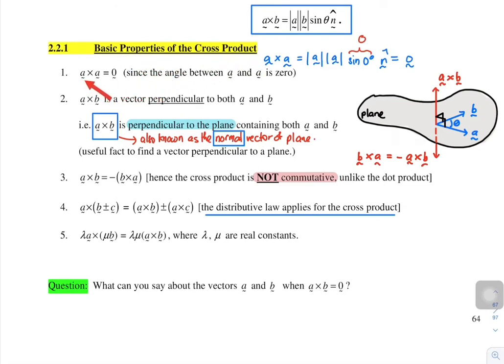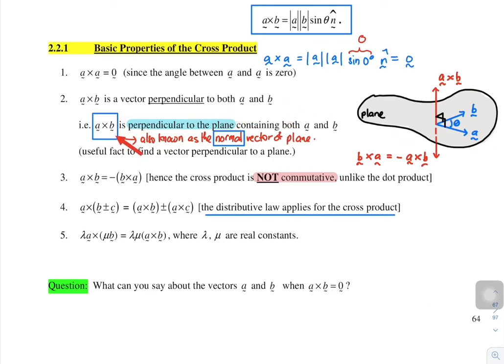When we take A cross with itself, we will actually get the zero vector. This is because the angle between A and A is 0. The reason for this is, if we use the definition of the cross product, A cross A will be equal to the magnitude of A times the magnitude of A times sine of the angle in between the two vectors. Because the angle between the two vectors is 0, sine 0 will give us the scalar 0. So the whole thing will become 0 times the unit vector n, such that we will get the 0 vector.